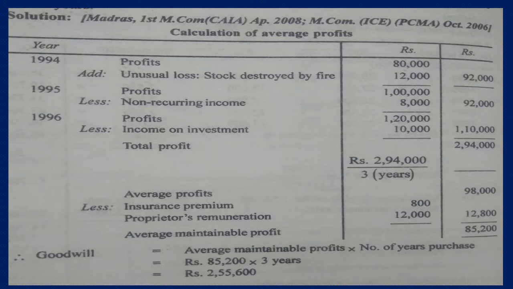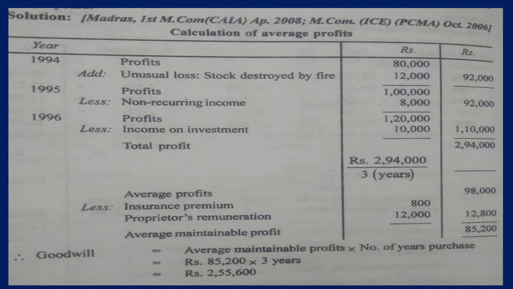Therefore stock destroyed in fire, 12,000, is added. Then non-recurring income of 8,000 is deducted. Then the profit of 1996 includes income from investments of 10,000 also. All unexpected income will be eliminated and all unexpected loss will be added. That is the logic. So after the deduction or addition, the net profit is shown in the outer column.